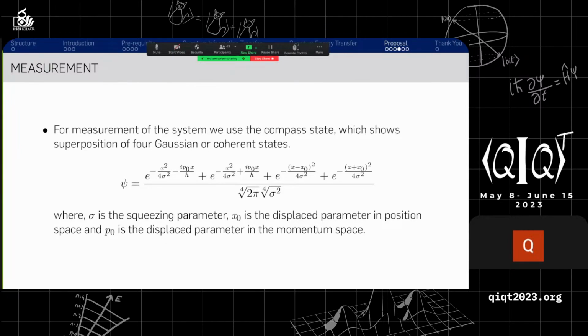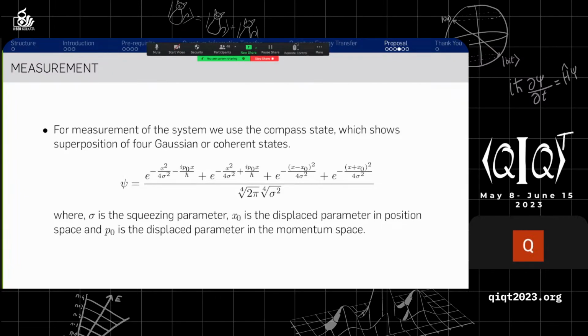Since the compass state acts as a probe to the system, the remaining system after measurement is kept aside, and the probe acts as a lead. Once the measurement is done, we take the probe and measure the properties of the probe. So the Fisher information is measured corresponding to this probe. The probe is the compass state, which is a pure state. It is not a mixed state.